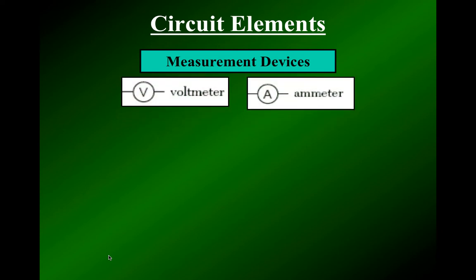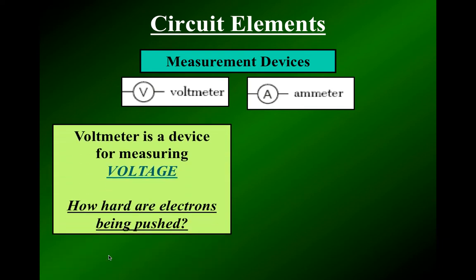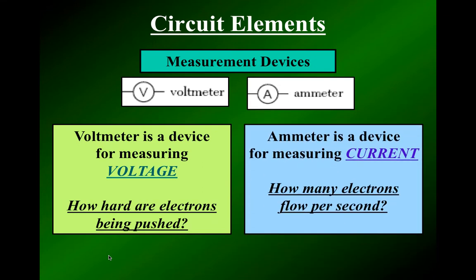The next, we have different devices to help measure voltage and current. The first is a voltmeter, a circle with a V. This helps us to measure voltage. The next is an ammeter. An ammeter helps us to measure current. Ammeter is a circle with an A.